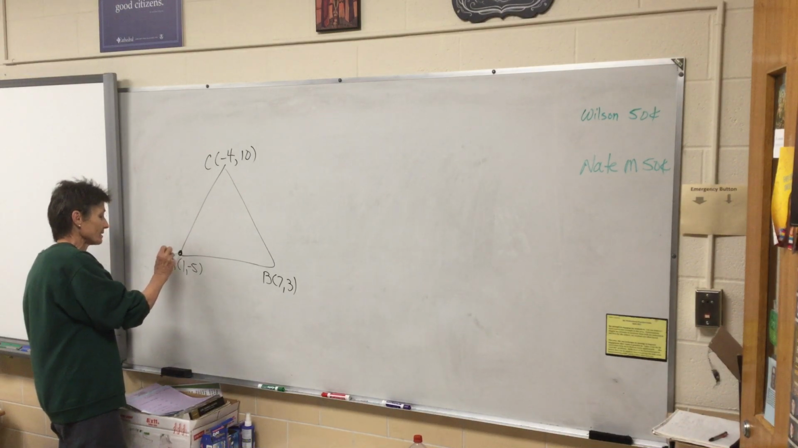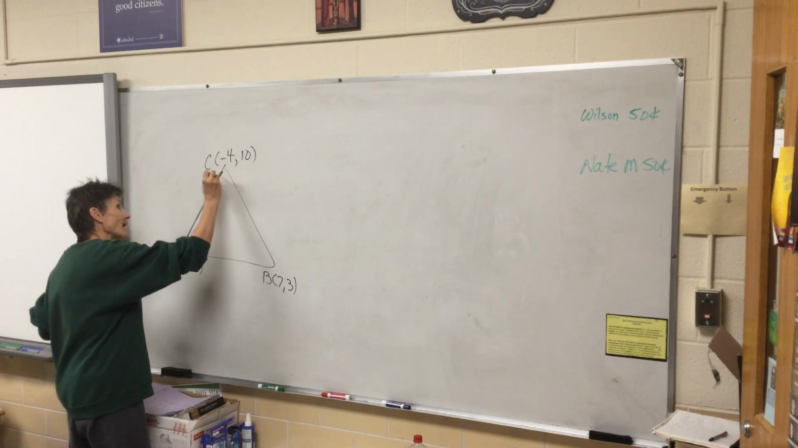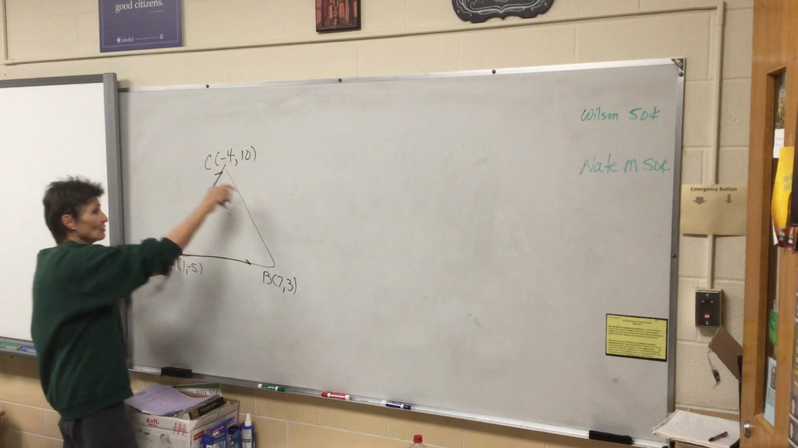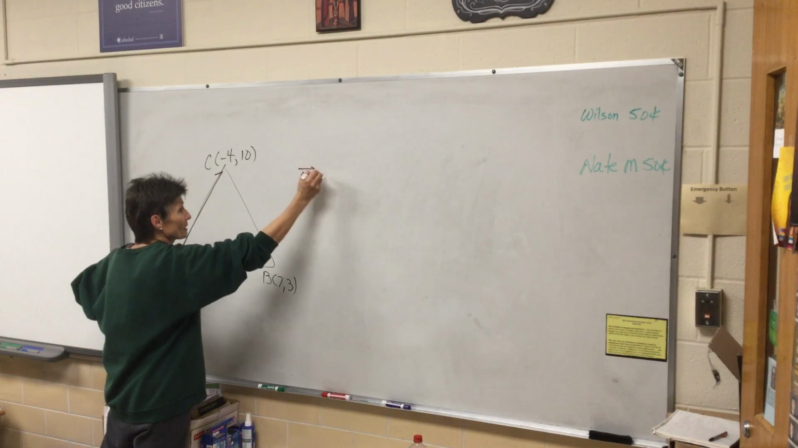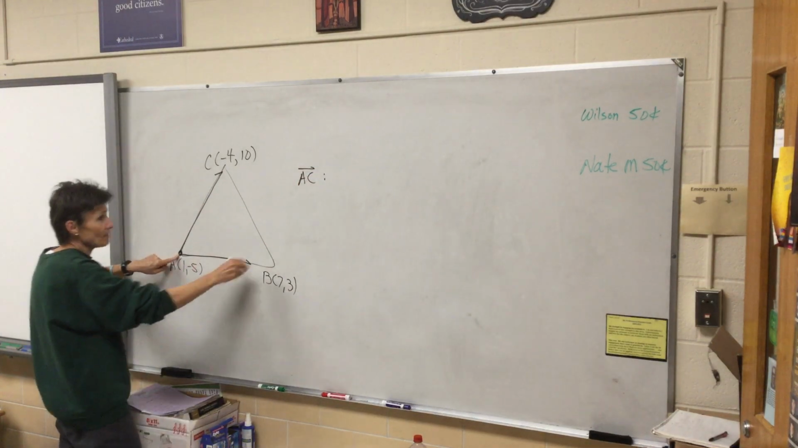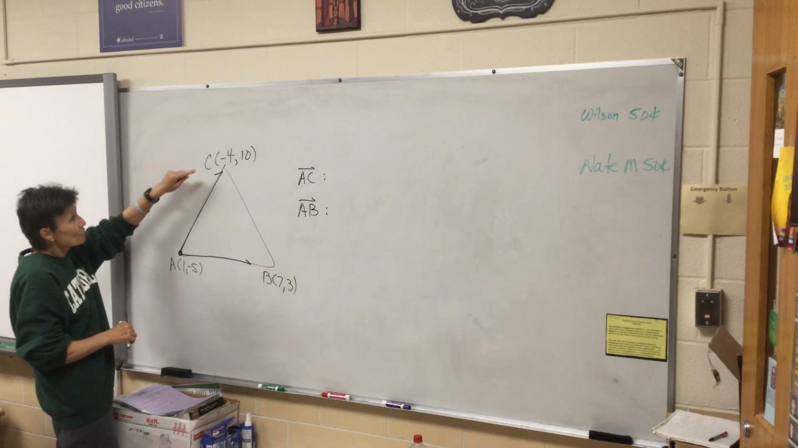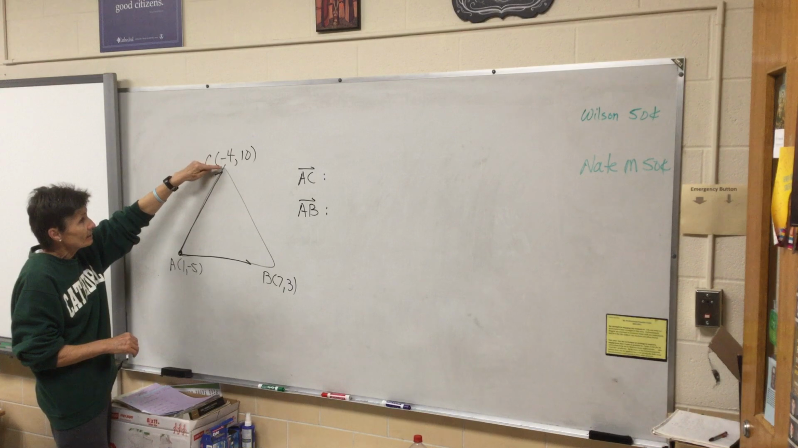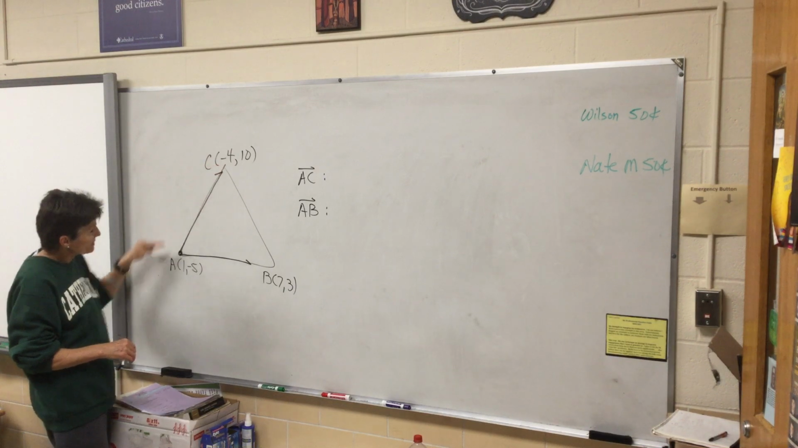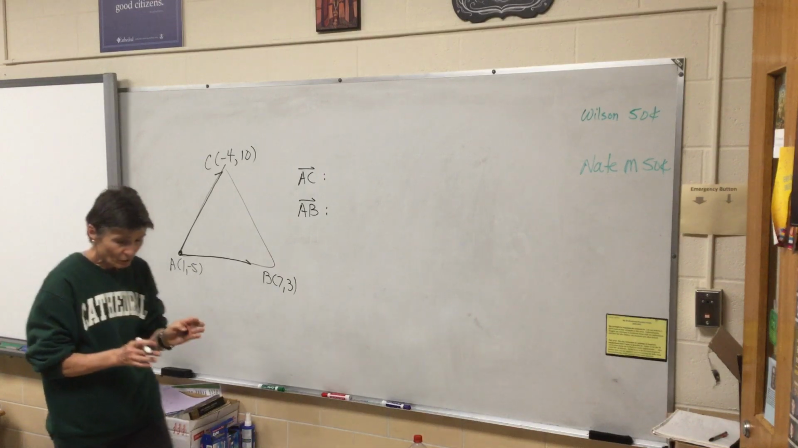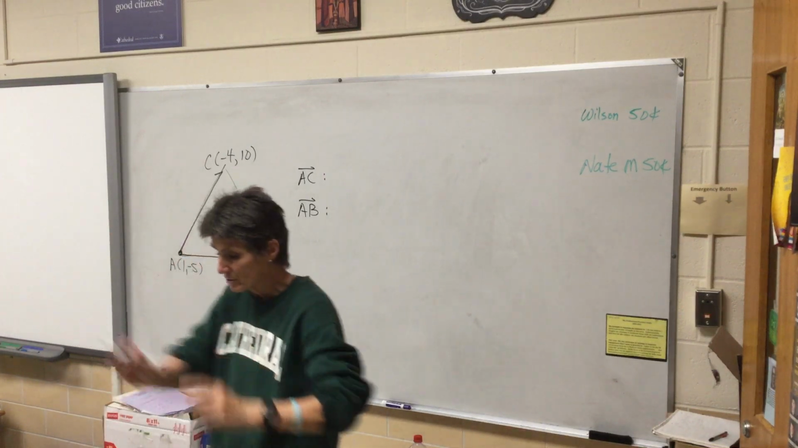From that vertex, there are 2 vectors coming out from it. So there's vector AC and there is vector AB if I use A. If I use C as my vertex, then I will have vector CA and CB. You pick a vertex, and then you have the 2 vectors coming out from it.